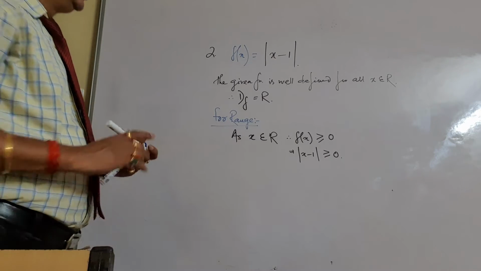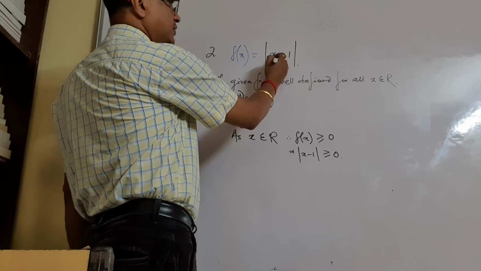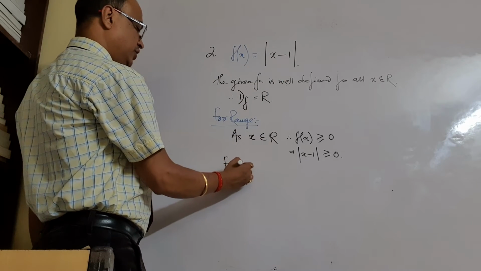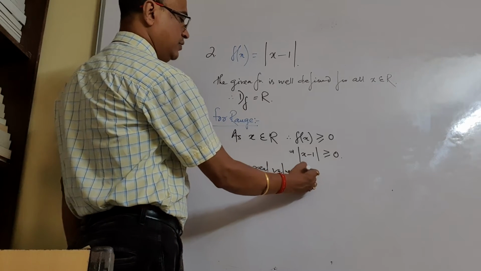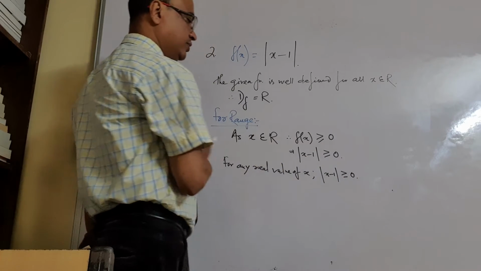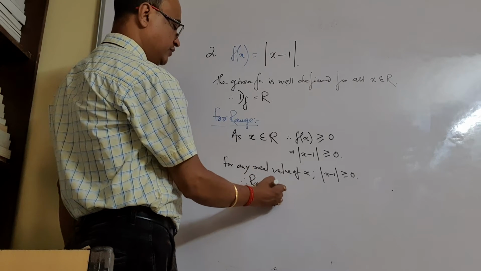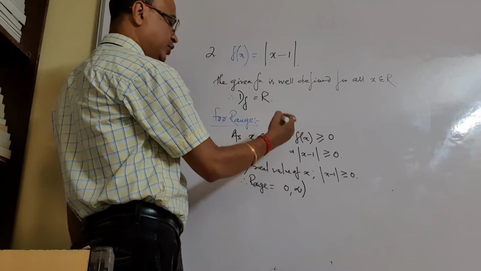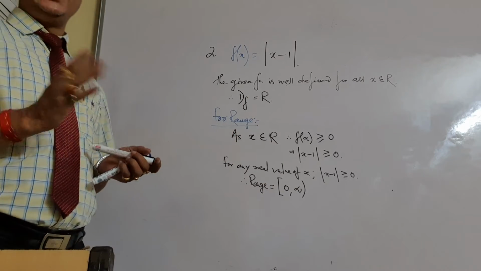In the same way, if you take any real value of x, mod of x minus 1 will always be greater than or equal to 0. So therefore what will be the range? The range of this function will be 0 as the minimum value, and it can go till infinity. Infinity will be under the open interval and 0 will be under the closed interval. We cannot get any value less than 0.